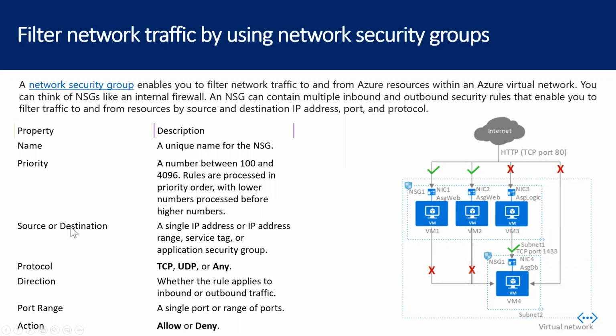So the network security group you can configure, and you can also prioritize. This can start from 100 to 4096. Always the lower number will be picked up first, because you are going to create multiple rules, and which rule to pass first. So it will keep on moving to a higher number. And you can also use source and destination.